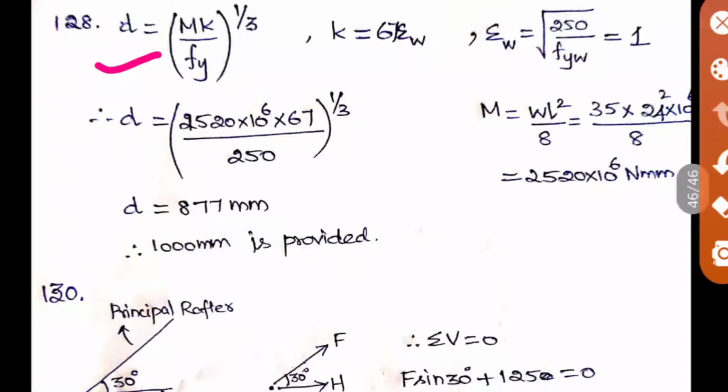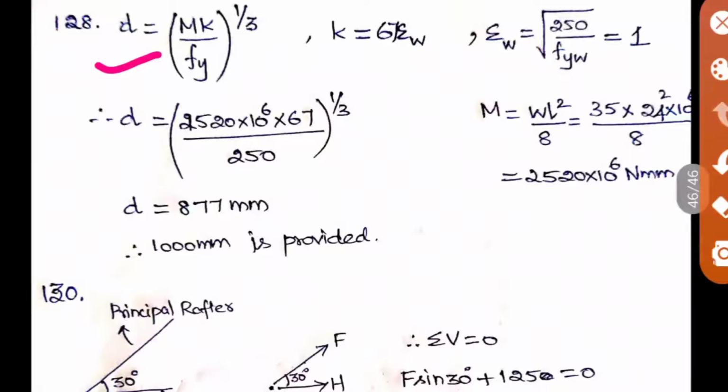So you may think in the question they have given use Fe415 steel, but whenever we substitute the value for Fy, you should substitute 250 only. Fu value, that is the ultimate strength, if you are substituting, then you have to take Fe415. So here Fy, no, 250 only you should substitute here. So which is equal to 1, and then we want to find the moment.